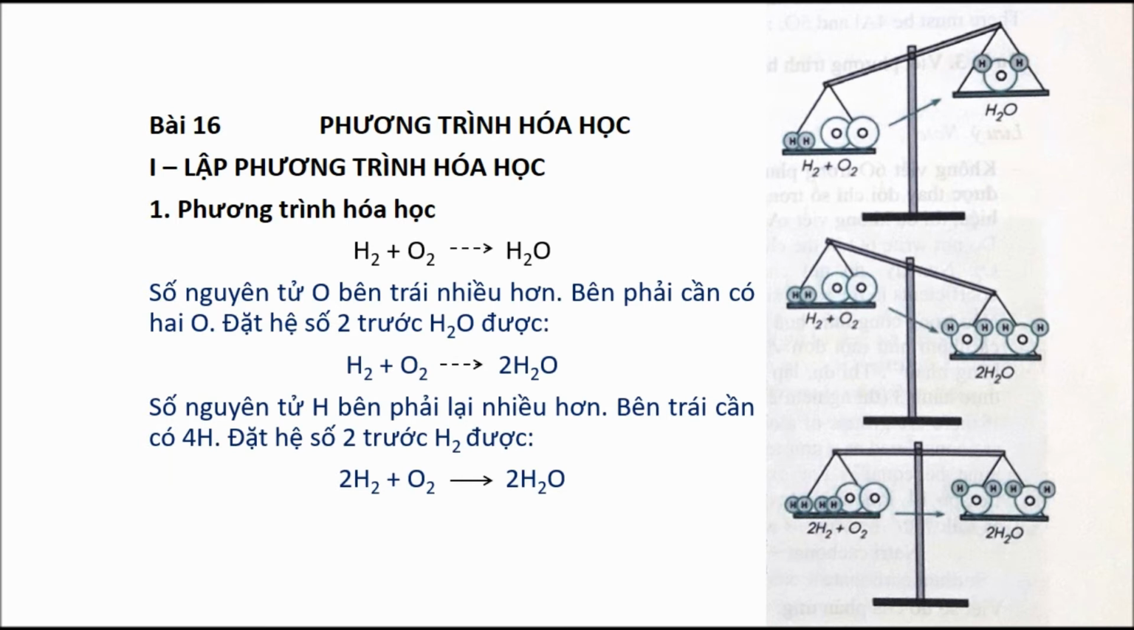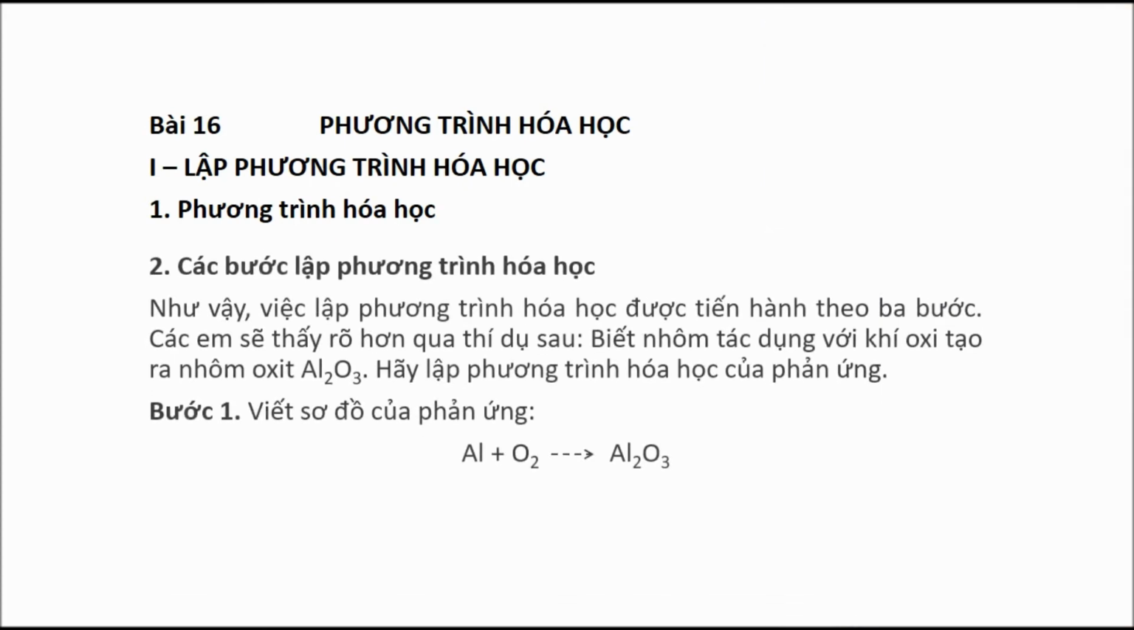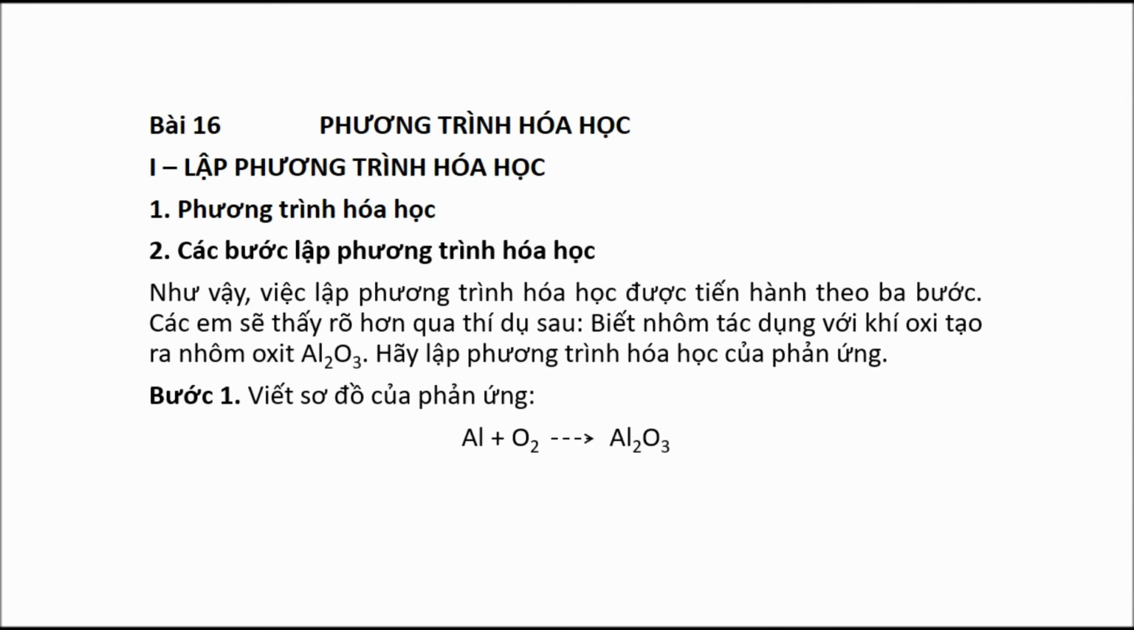Placing the coefficient of 2 in front of H2O, we have H2 plus O2 equals 2H2O. And now the number of H atoms on the right side is bigger. There must be 4 H on the left side. Placing the coefficient of 2 in front of H2, we have 2H2 plus O2 equals 2H2O. And now the number of atoms of each element on the two sides is equal to each other. The chemical equation of the reaction is written as follows. 2H2 plus O2 arrow 2H2O.